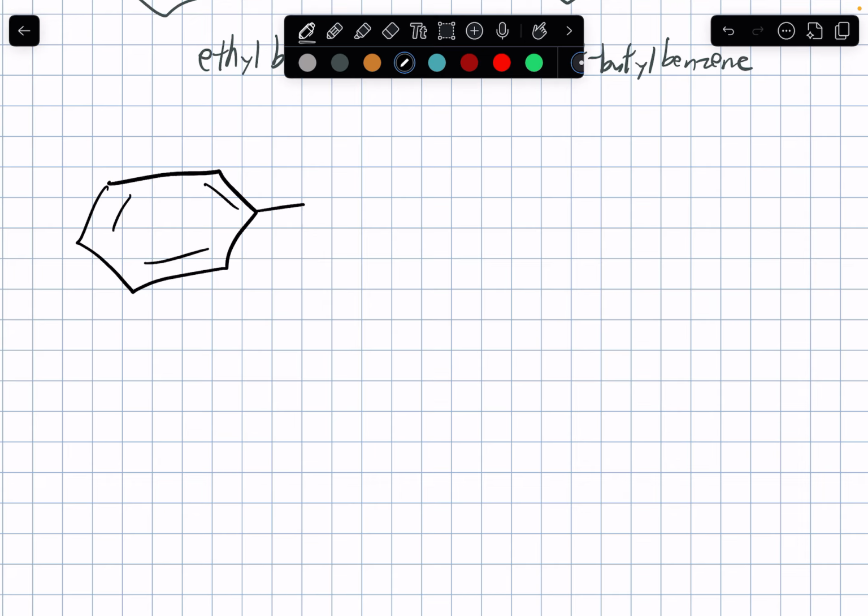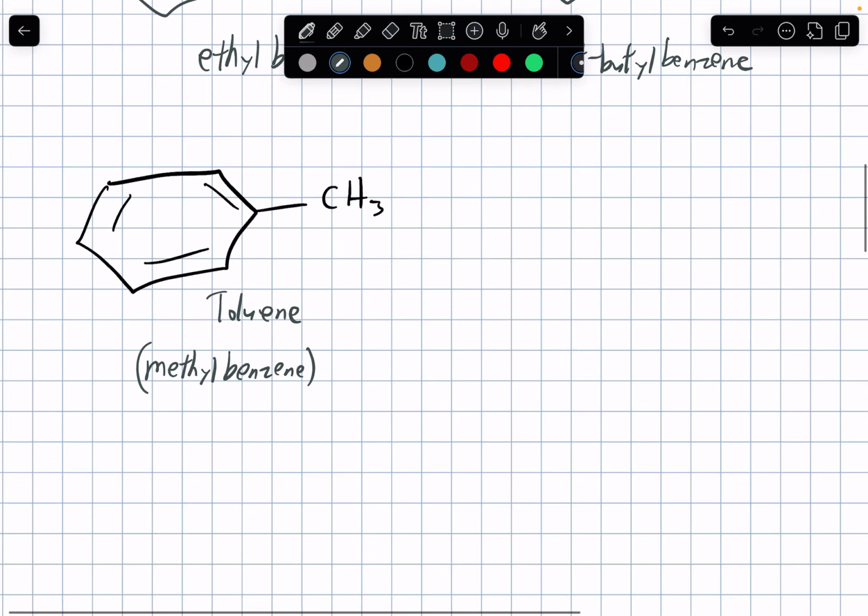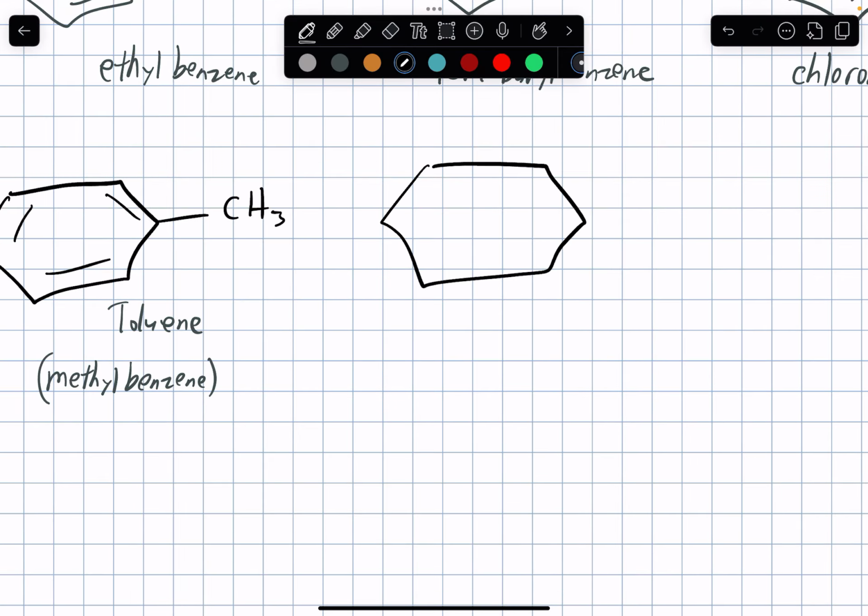So if you have a benzene and CH3 is attached to it, this is called toluene. Or in other words, methylbenzene. Yeah, methyl. This is an alkyl group, in other words, a hydrocarbon that is attached to a parent chain, the parent chain being a benzene ring. So this is methylbenzene. But we call it toluene. Another, by the way, this is just the same as this.